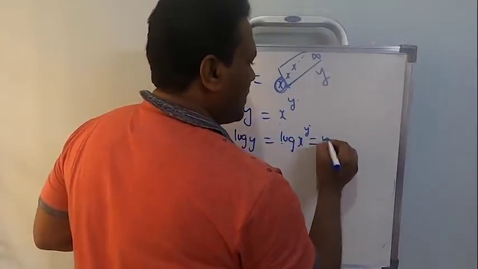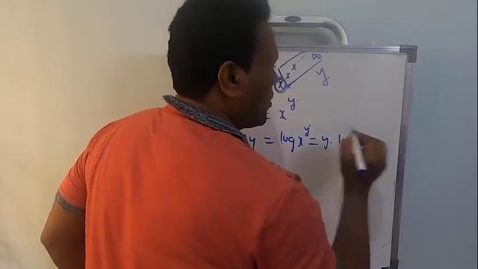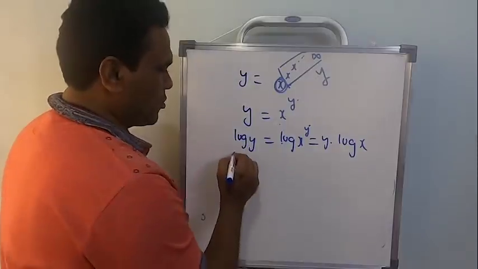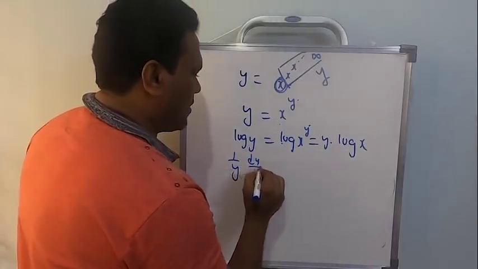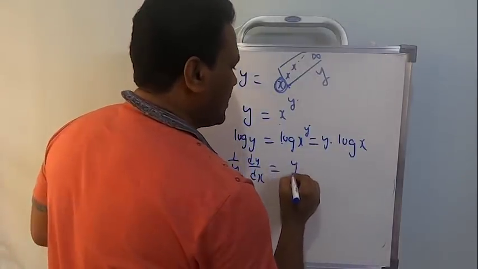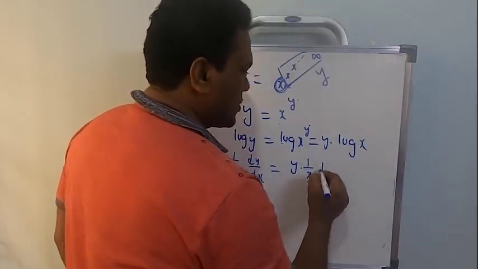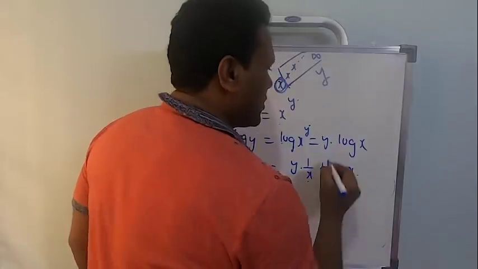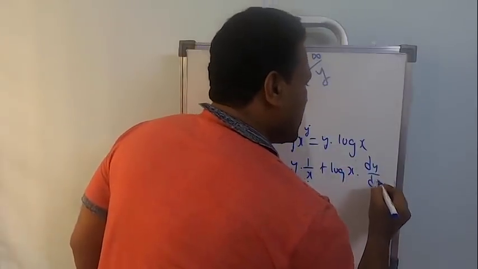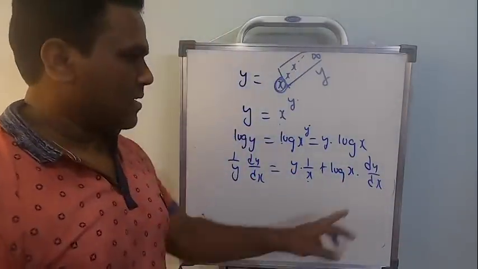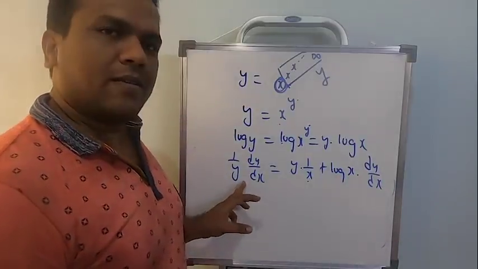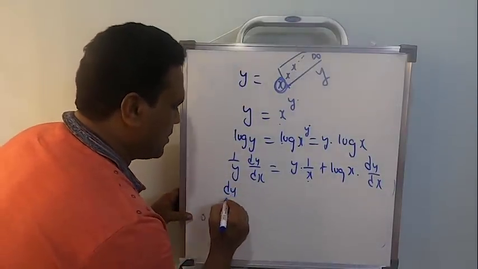So log of x power y will be y into log x. Now differentiate on both sides: 1 by y dy by dx, and on the right side, y multiplied by log x, so product rule for this. First function into differentiation of second function plus second function into differentiation of first function, and that's going to be dy by dx. Now there are two terms of dy by dx.